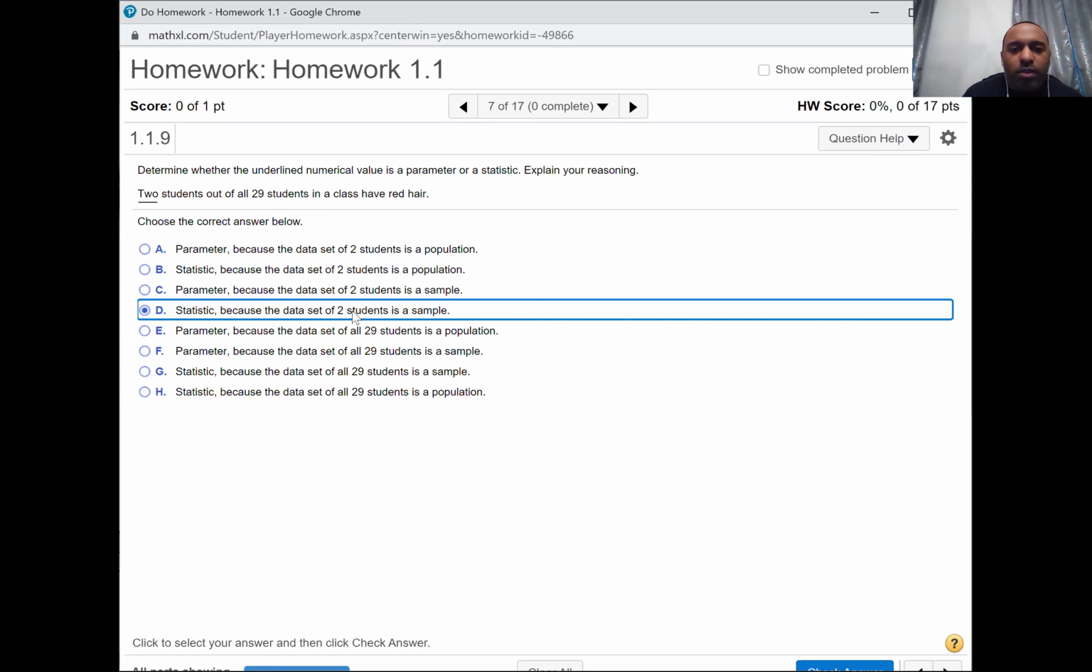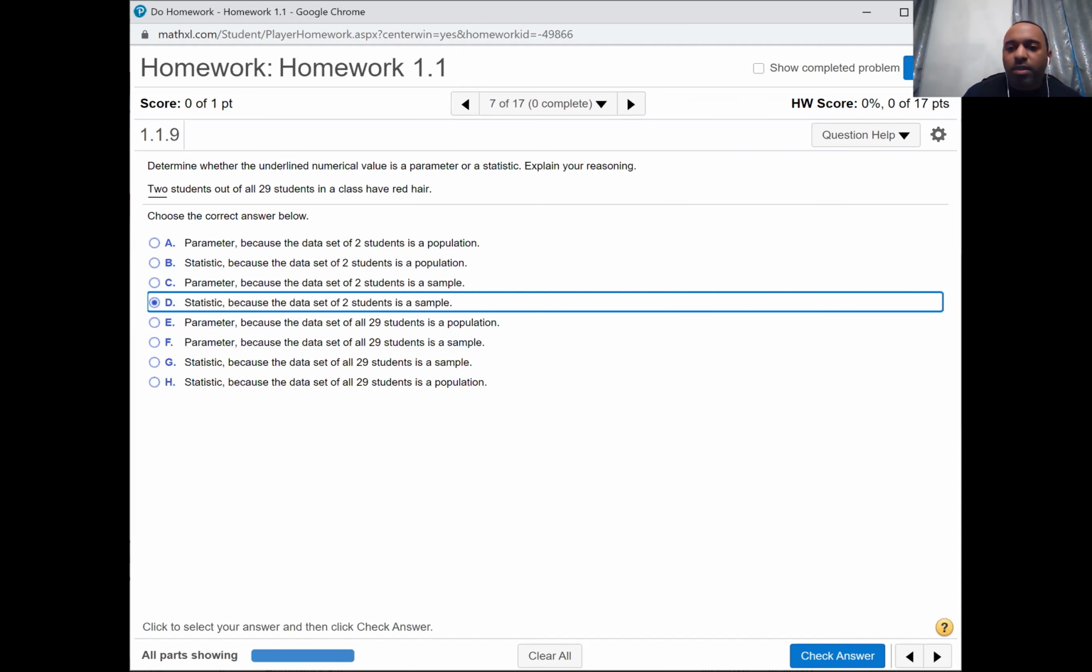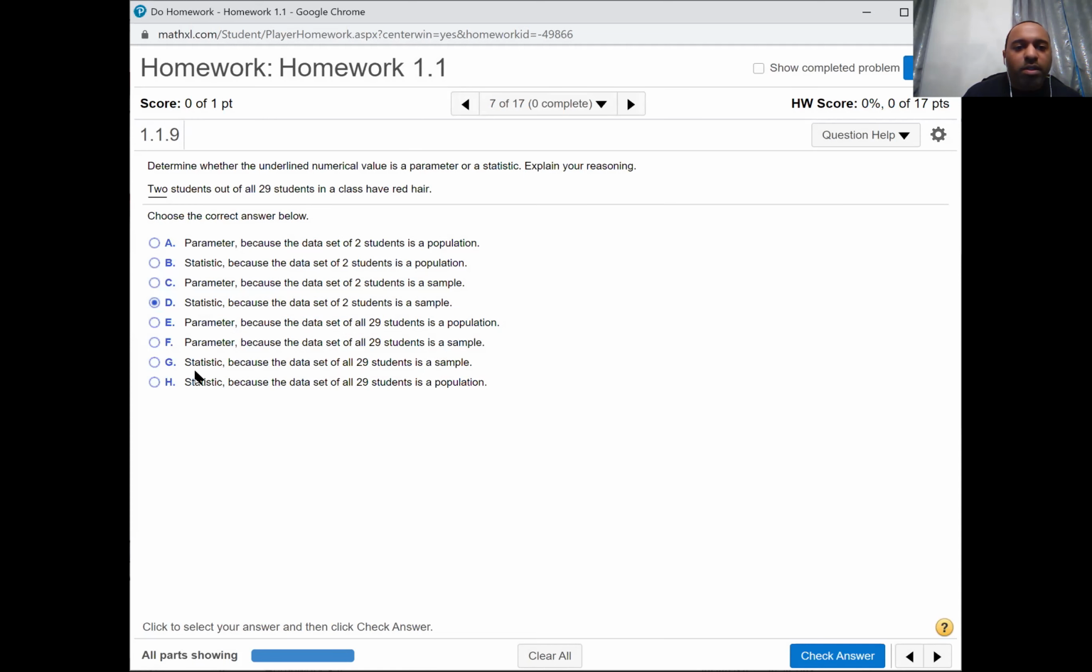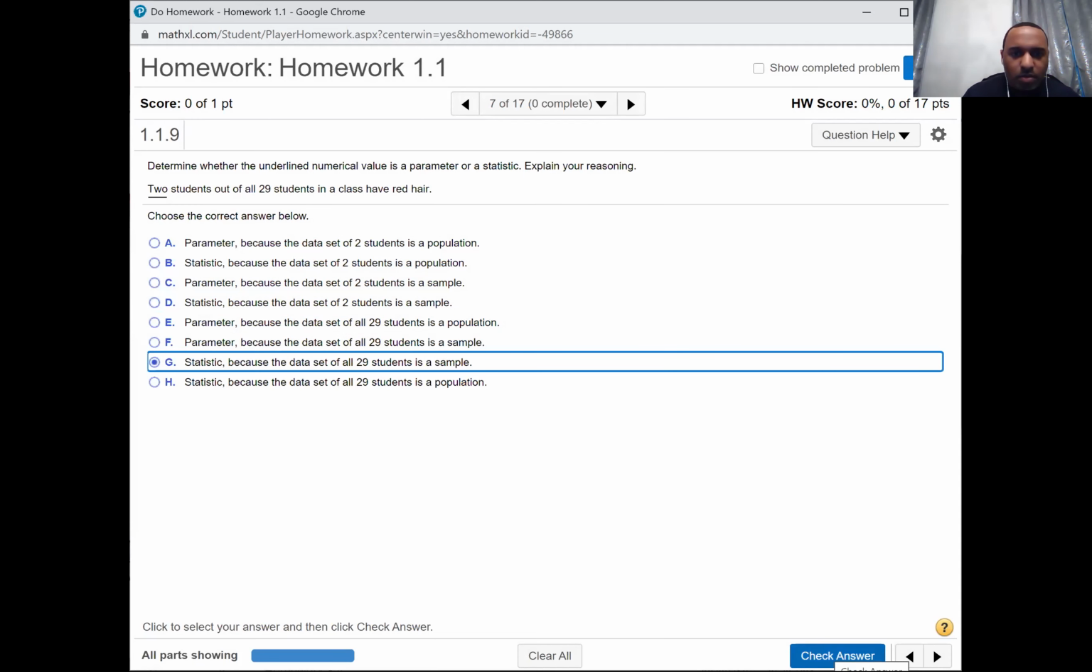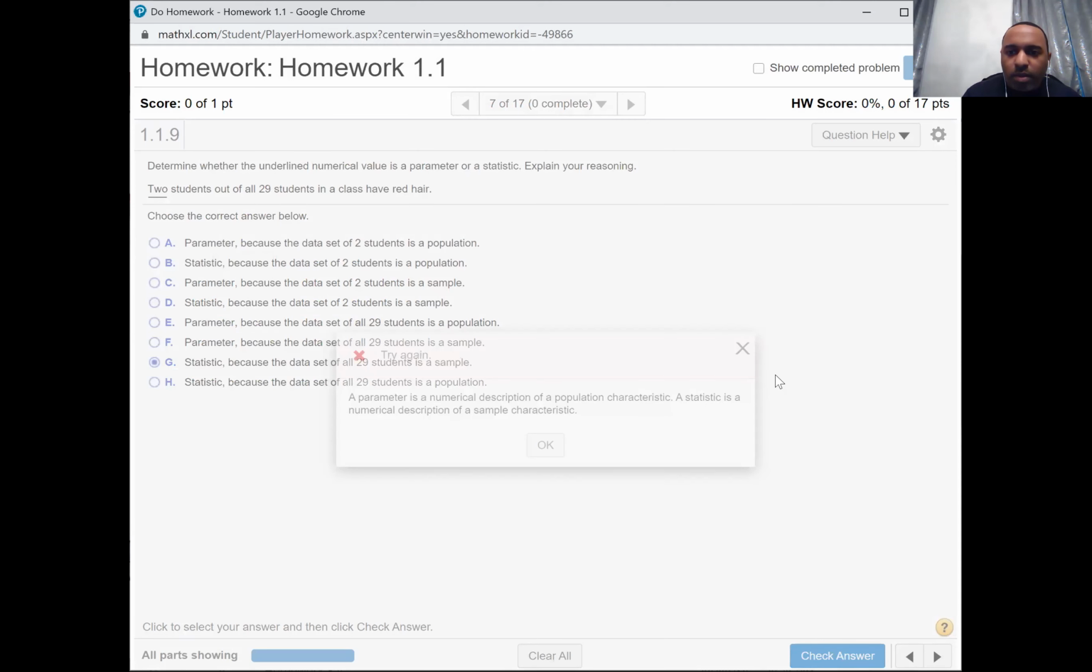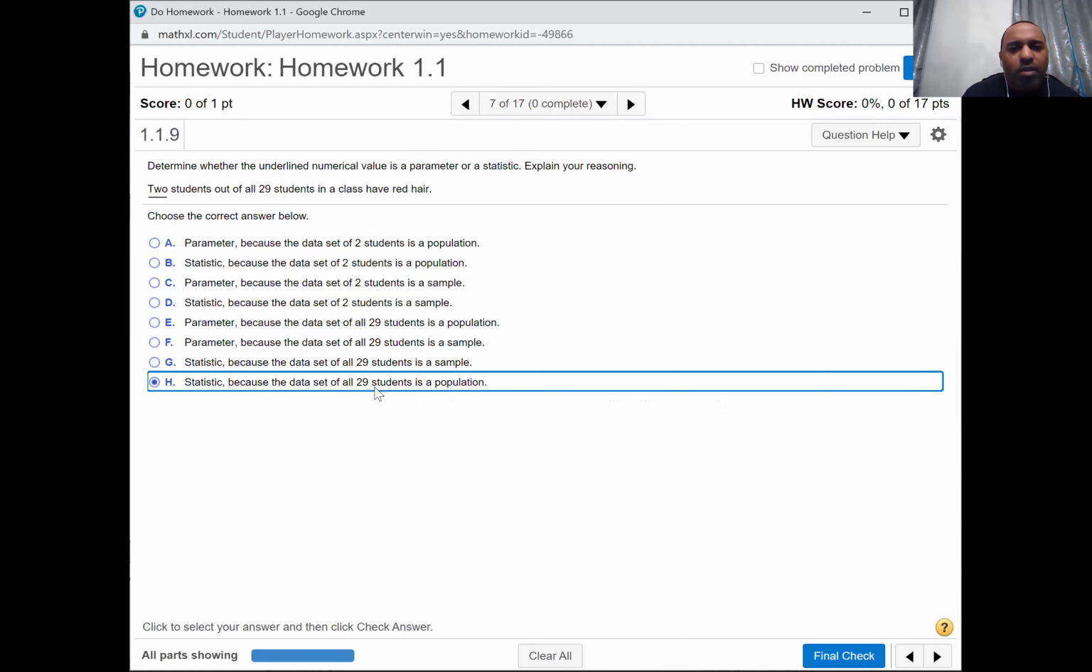But the data set of the 2 students is a sample. See that, like playing with words. So it's got to be this one right here. Yep, got that wrong. Statistic, numerical. Yeah, that's what I said. So the statistic, because the data set of all 29 students is a population. That makes sense. Statistic because the data set of all 29 students is a population. That doesn't make sense. Let me go back here to the population.